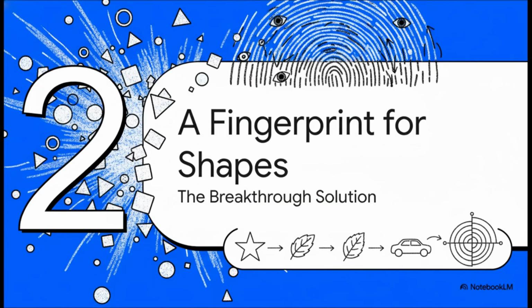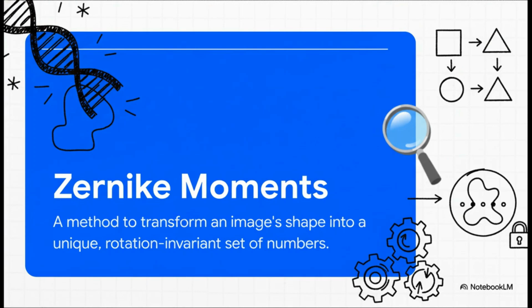And, well, that need for something better led to a genuine breakthrough, something that completely changed the game for computer vision. This is it, Zernike Moments. Think of it like creating a unique mathematical fingerprint for any shape. It's like taking a complex object and boiling it down into a kind of shape DNA, a special set of numbers that's totally unique to that shape. And the best part? That fingerprint stays the same even if you spin the object around. That's the magic right there.